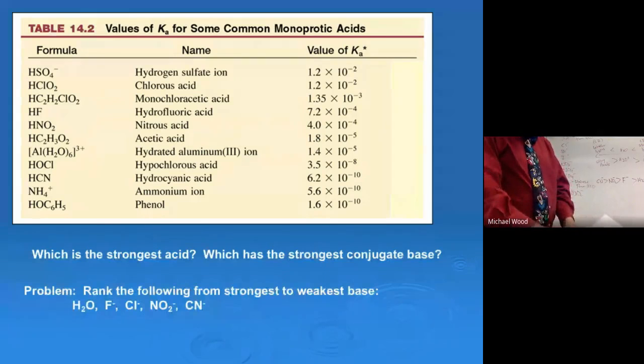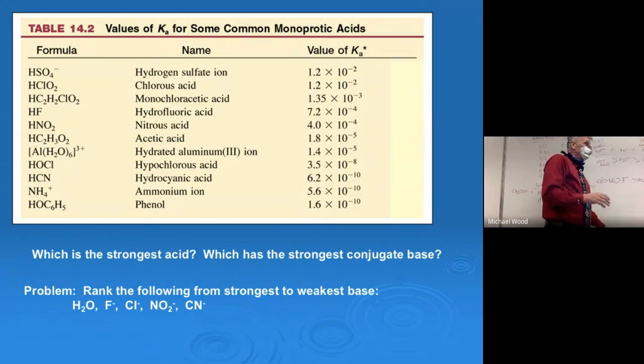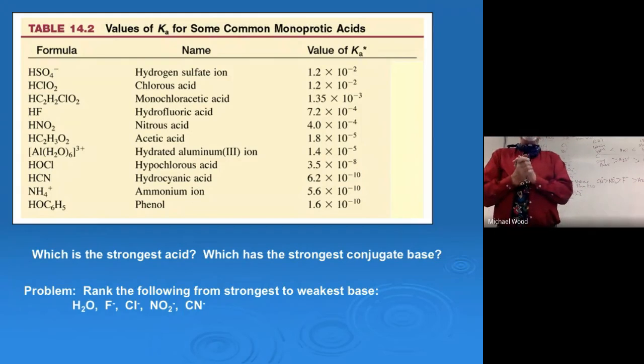This is a topic we'll come back to later in the chapter, because what we're going to get to is we're going to look at salts. They don't even have H or OH in them. And we're going to decide, okay, is this acidic, basic, or neutral?